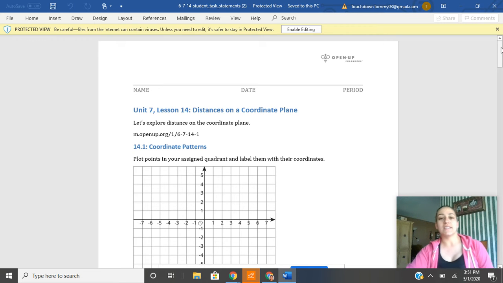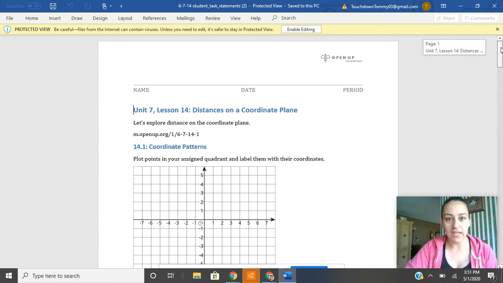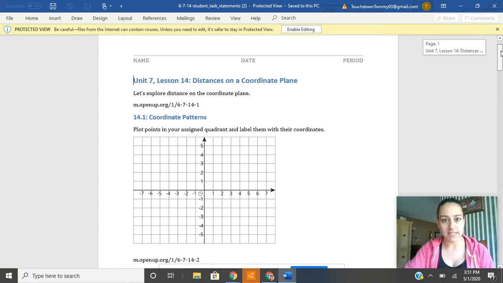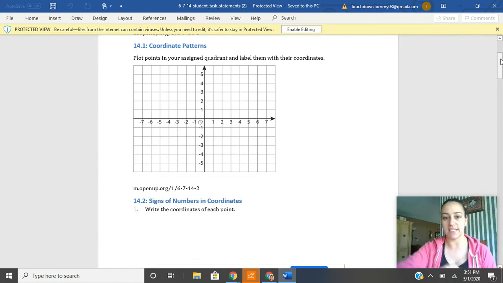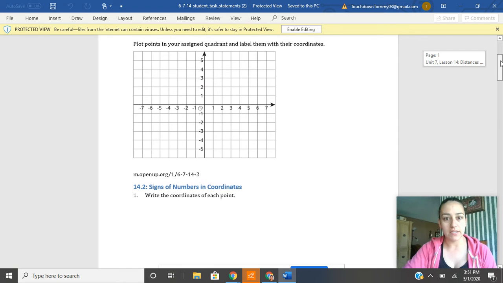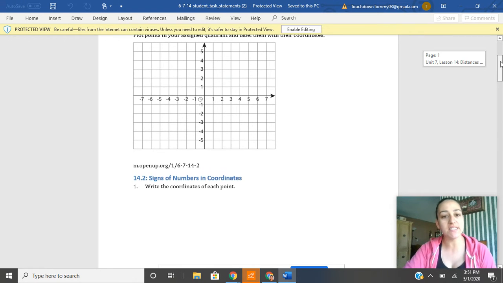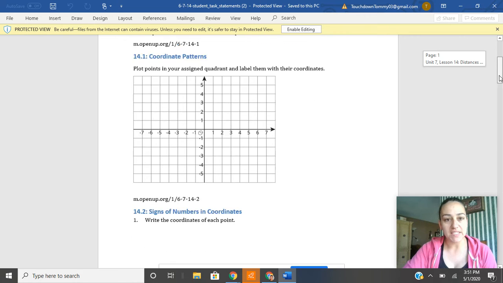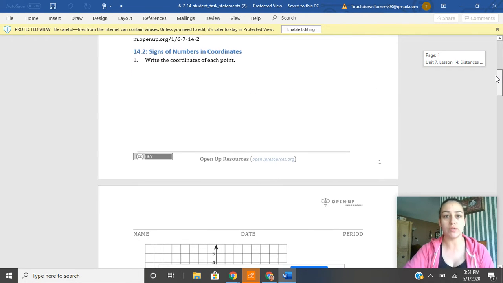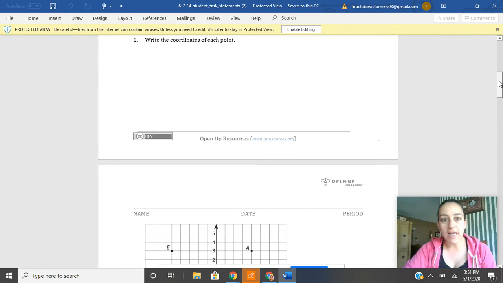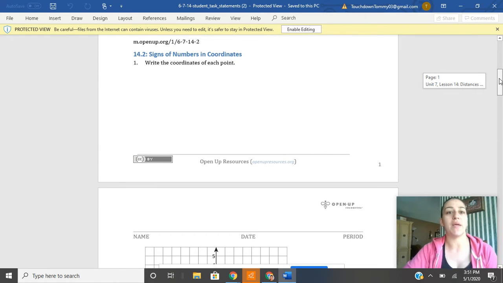Hey, sixth grade. All right, so lesson 14 today, and we're going to be looking at distances on a coordinate plane. So we're still looking at our grids that have our X and Y axes on them, and still going to be using those coordinate points and such, but this time specifically looking at distances. So I'm going to come down to where 14.2 starts, which actually splits across the page here.